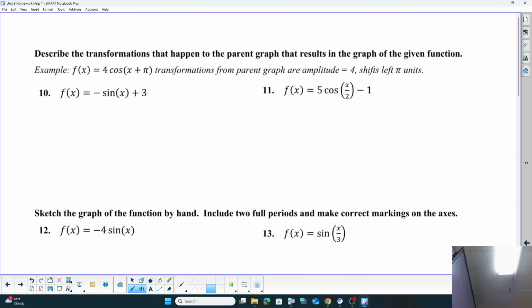Okay, describe the transformation for each function. Well, this is going to be 5, and so we're going to stretch. We're going to stretch up and down. So that's going to be a vertical stretch.